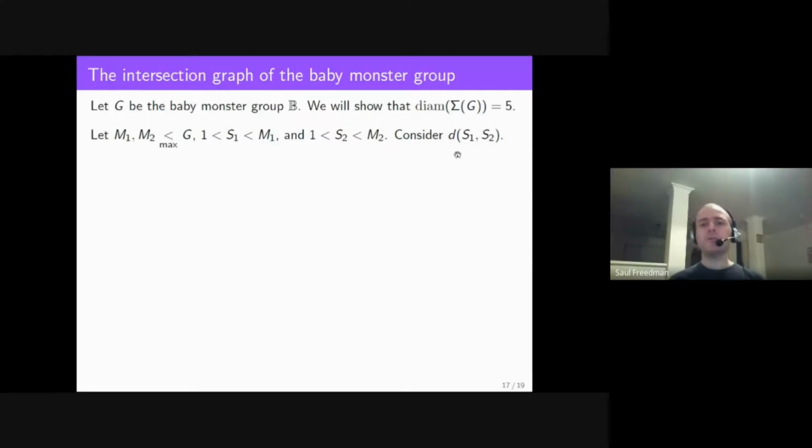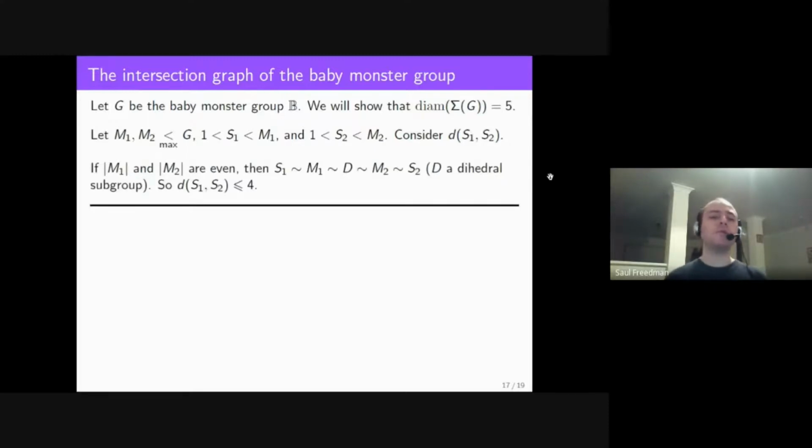And note that we can assume that S1 and S2 are not maximal in G, because M1 contains S1, so any neighbor of S1 in the intersection graph will also be a neighbor of M1. So the distance between M1 and any other vertex will be at most the distance between S1 and that other vertex, and the same for S2 and M2. Okay, so first, let's assume that M1 and M2 have even order.